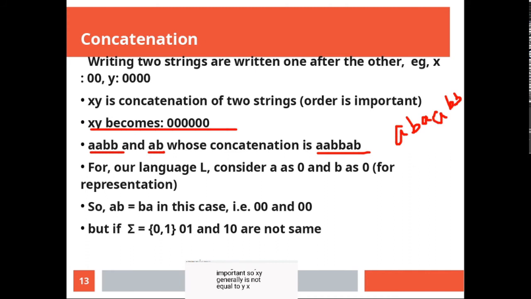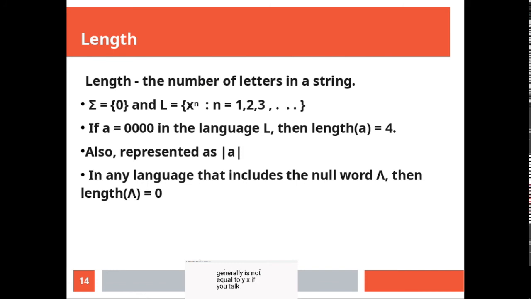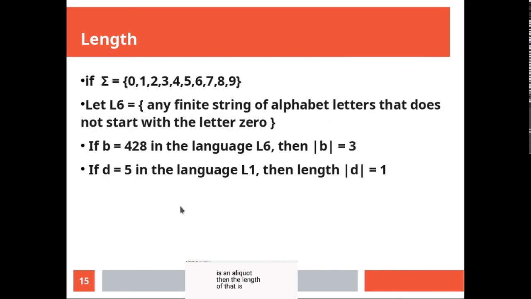So if you talk about length, we have already talked about the length of the word or string null, which is 0. Otherwise the length is the number of symbols in a particular string. So if you see, the length is 4 and it is generally represented by mod of the word A. If I represent this string or word as A, then mod of A is 4. If there is a null word, then the length of that is 0.